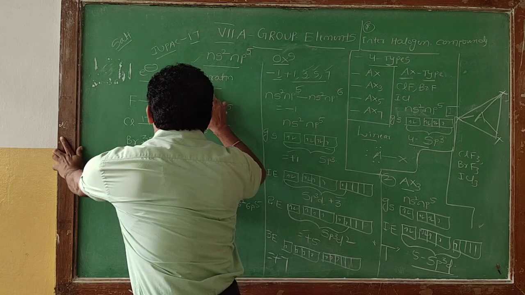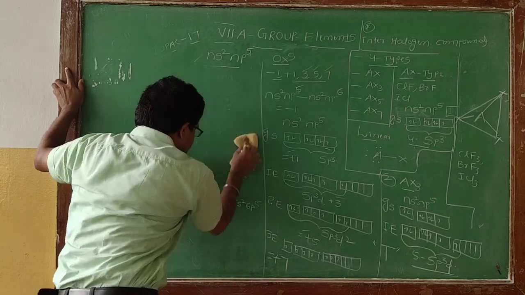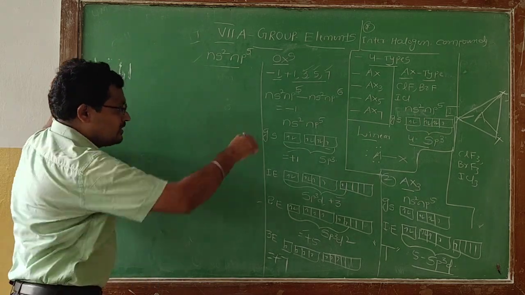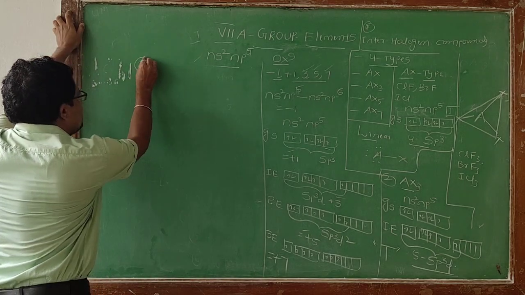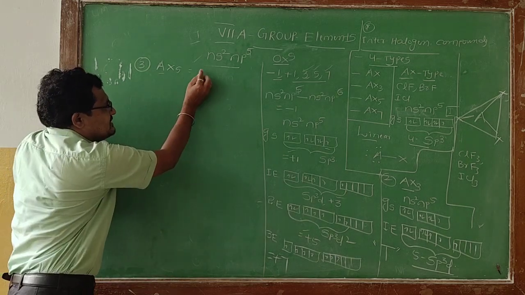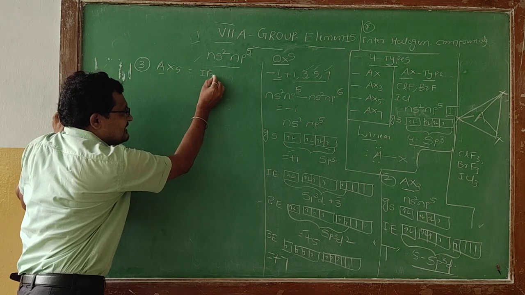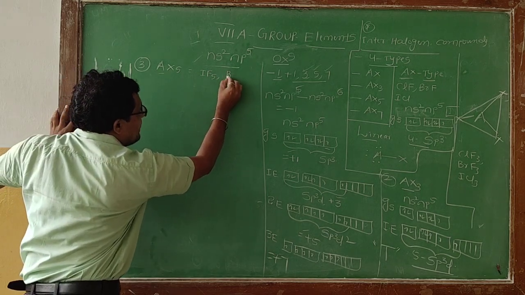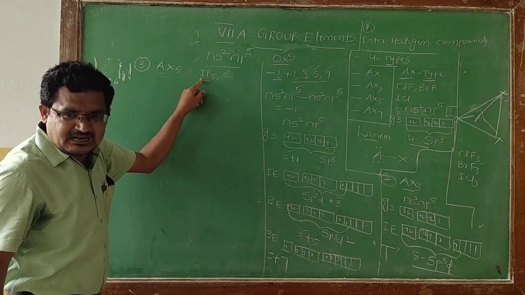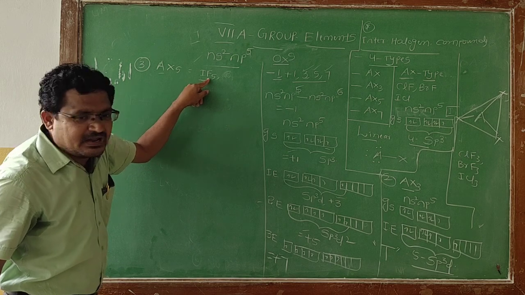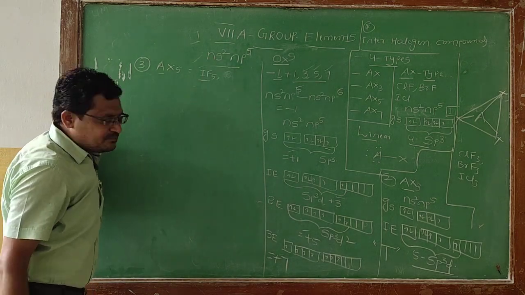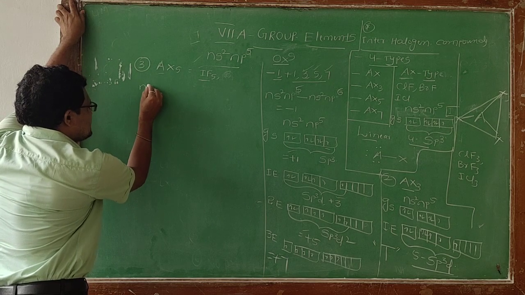So the next type is AX5 type. Third type is AX5 type. The best examples are IF5 and BrF5. IF5 is the best example of this one. Here iodine is the central metal, fluorine is the unpaired electrons. How many unpaired electrons are there? 5. That's why IF5 is the best example of AX5. Now let us see its electronic configuration.